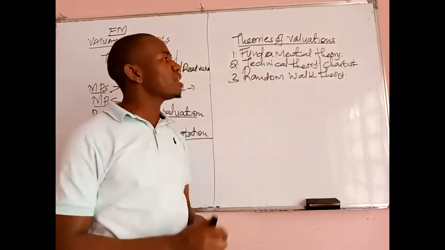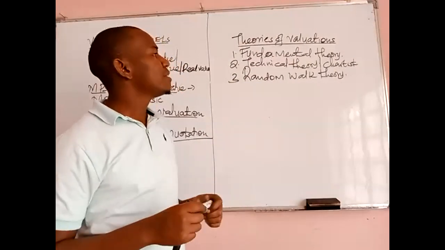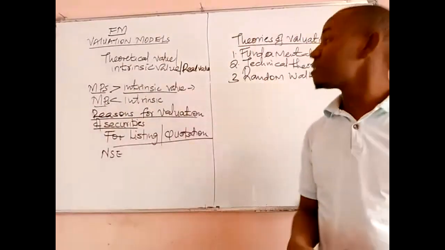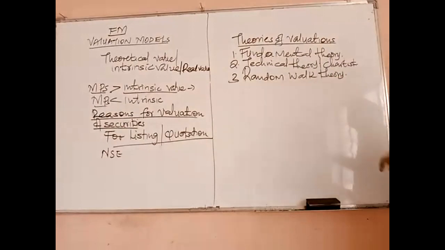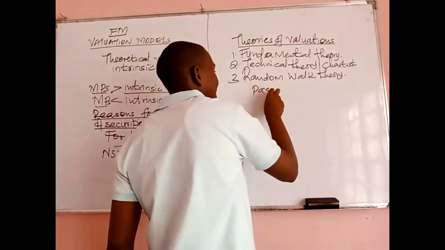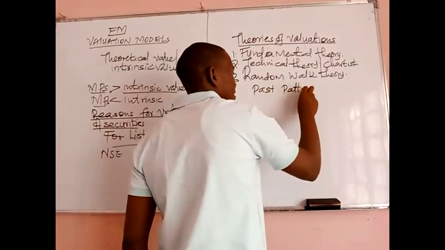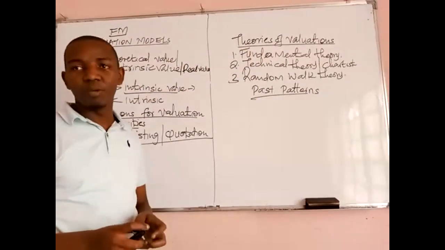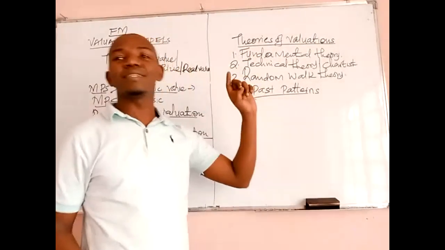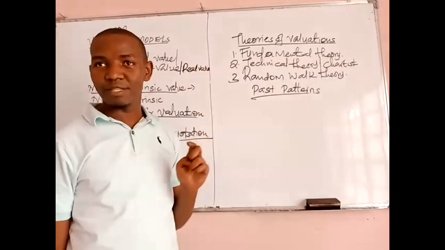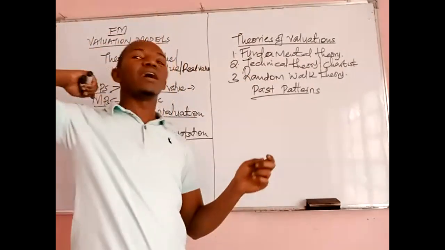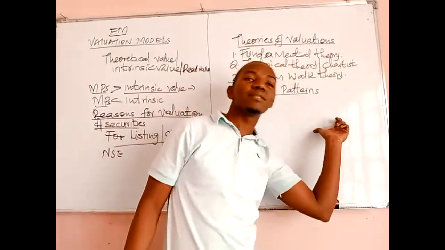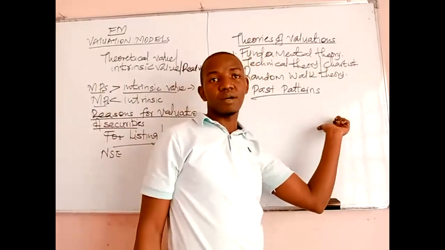When I talk of technical or what we call statistics theory, this one says that the past price pattern of the security will repeat itself in future. What do we mean in this case? It believes that history will repeat itself in future. So the price that you sold the security at previously is the same price that you will come and sell the security at in future. Are we together?